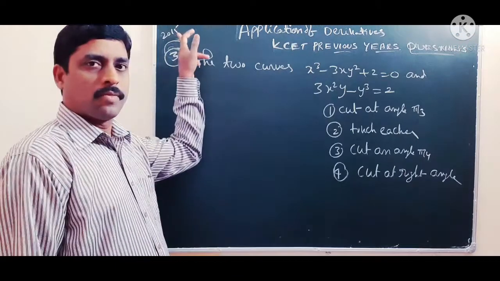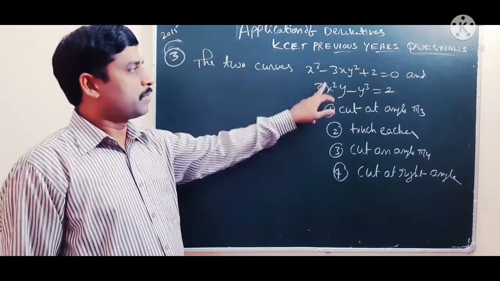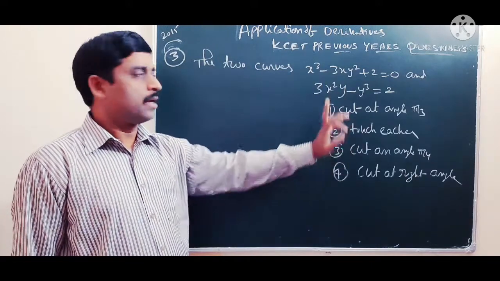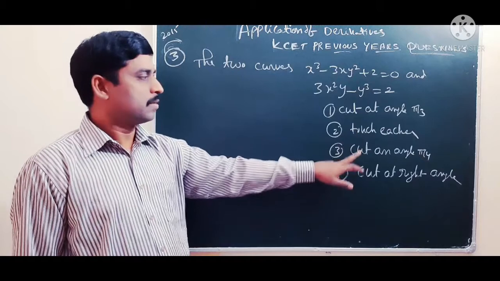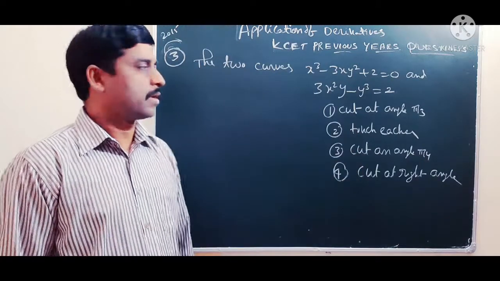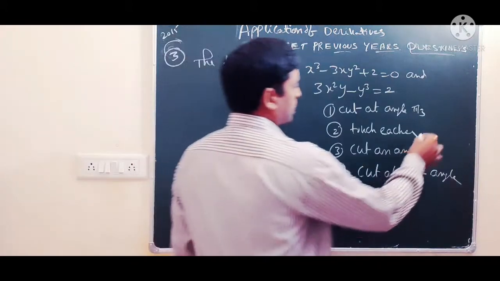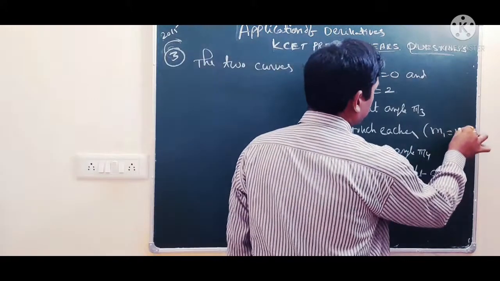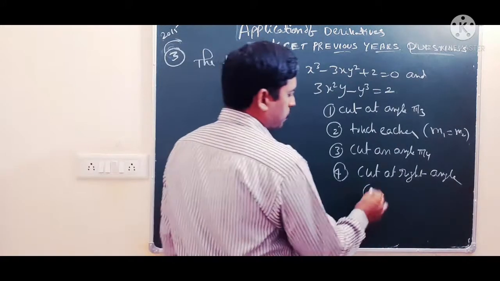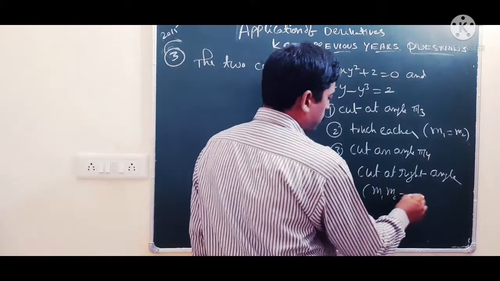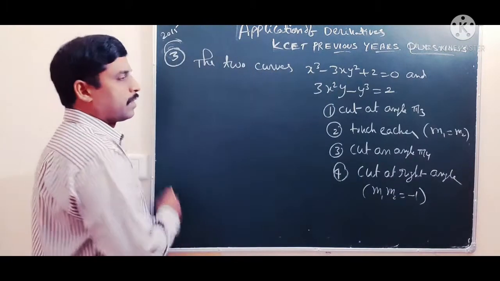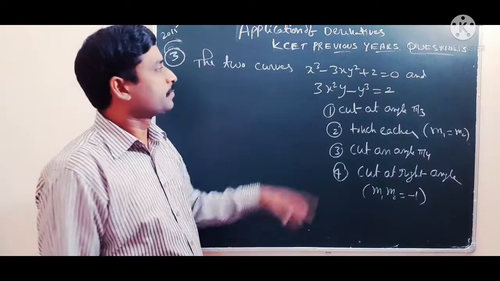Let us go to the next problem. This is from 2015. Given two curves, 4 options are given: cut at an angle pi by 3, touch each other, cut at an angle pi by 4, cut at right angle. Touch each other means if slopes are equal, then given curves touch each other. If product of slopes equal to -1, cut at right angle. First we have to find slopes of given two curves.